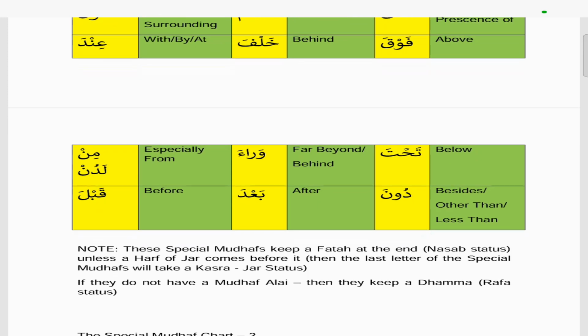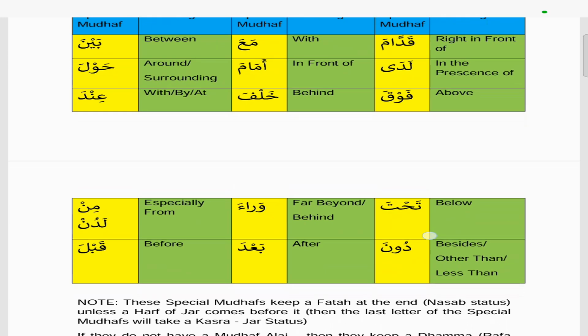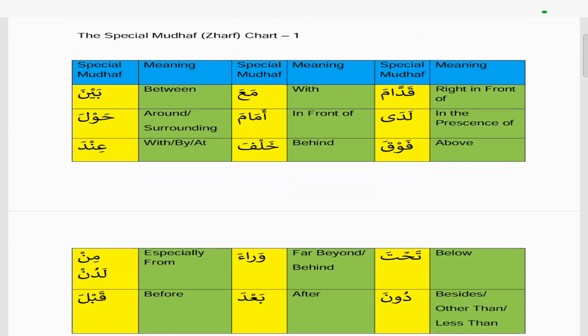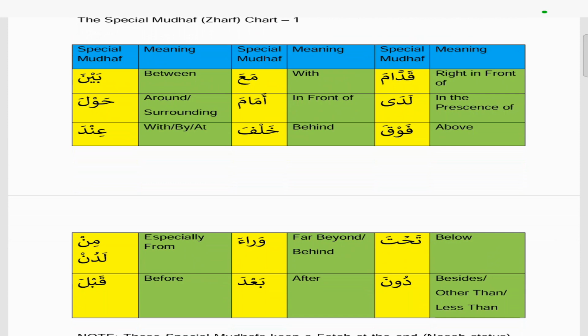And if they do not themselves have a mudaf ilay, because they're special mudafs, then they keep a dhamma instead of the nasab. Meaning they remain in rafa status if they don't have a mudaf ilay, because these are all special mudafs. So instead of taking a fatha, they'll take a dhamma.